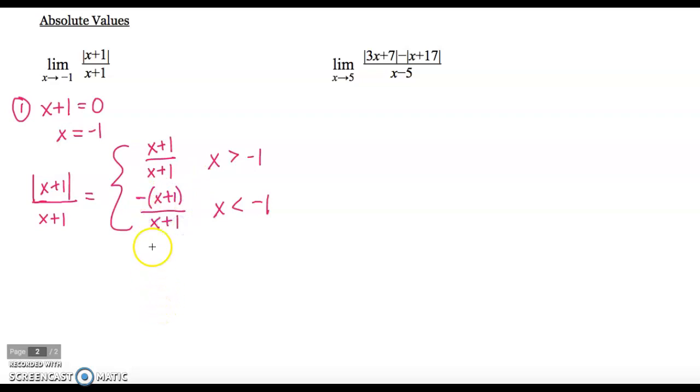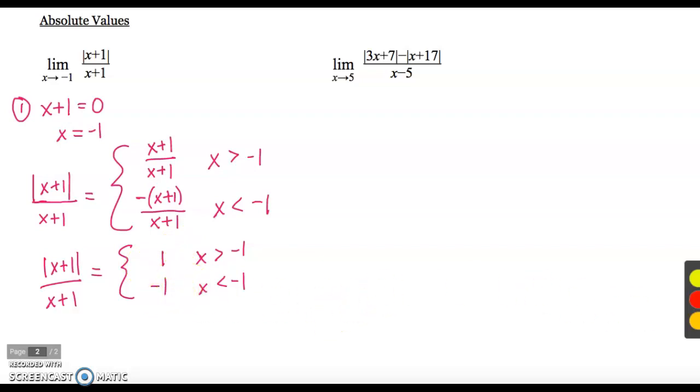Okay? And then if I go to simplify this, I end up with x plus 1 over x plus 1, which reduces to 1. And then negative x plus 1 over x plus 1 reduces to -1. And so this is what my function breaks down into. If I was going to take the limit of a piecewise function, remember we have to test from the left and from the right separately.